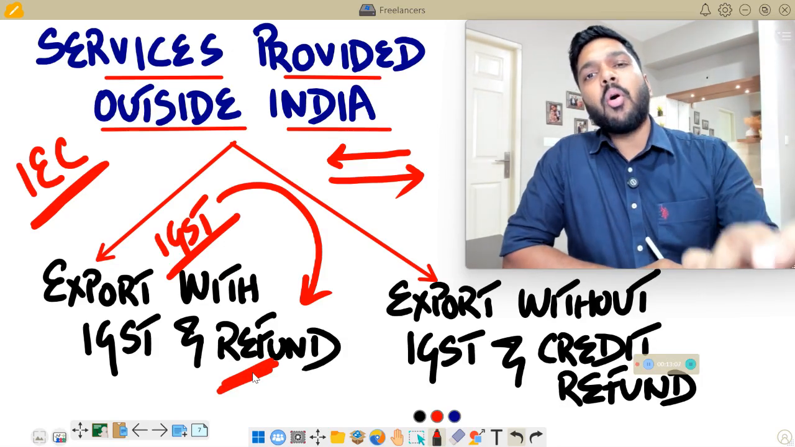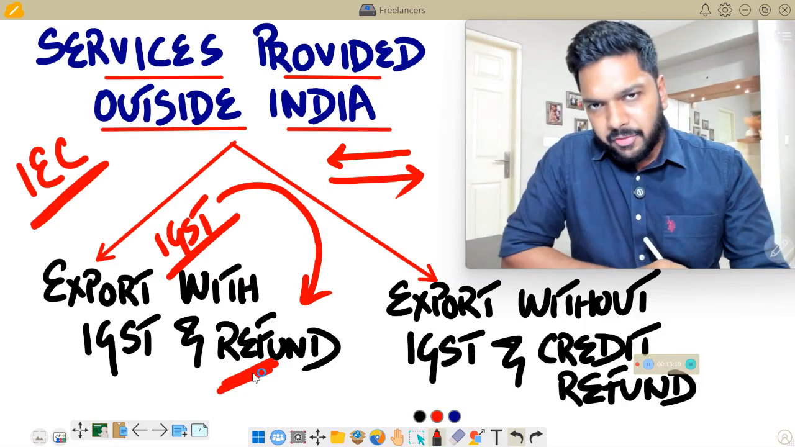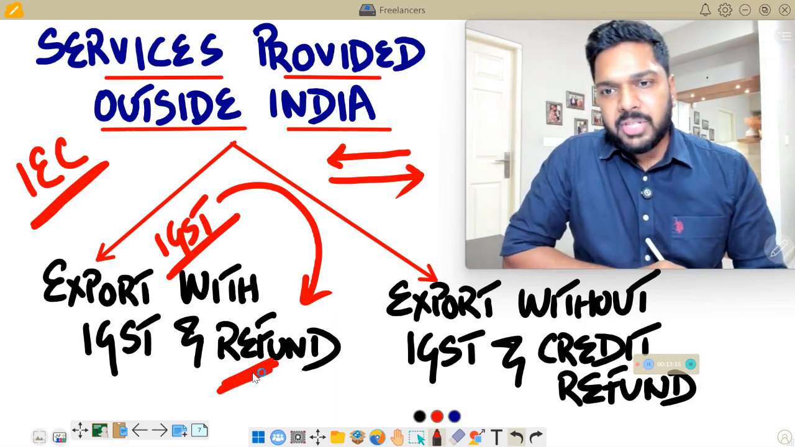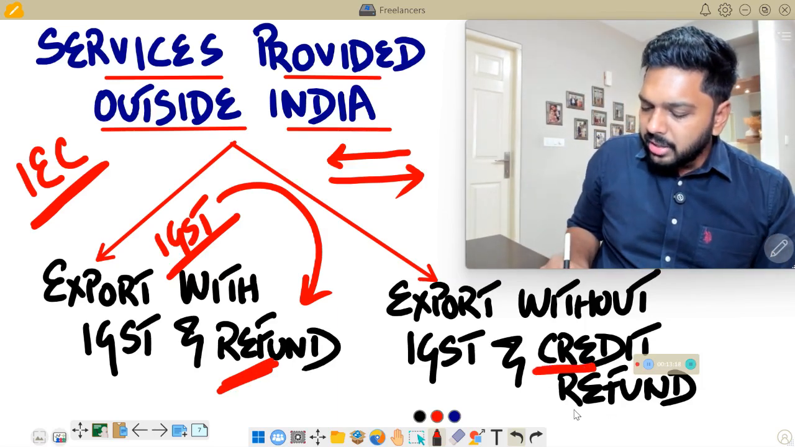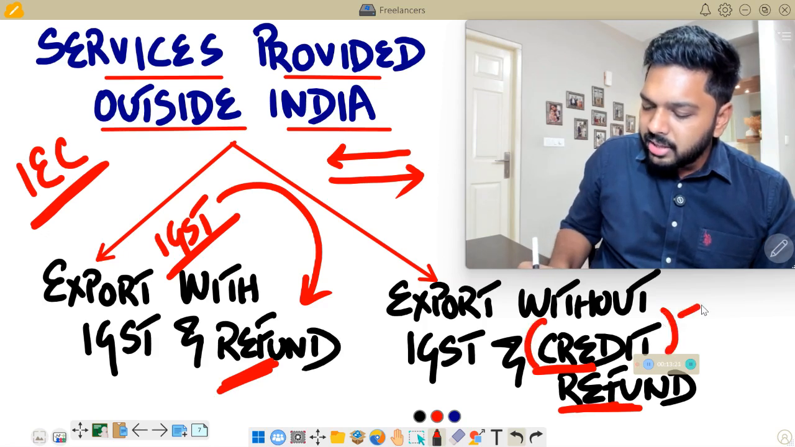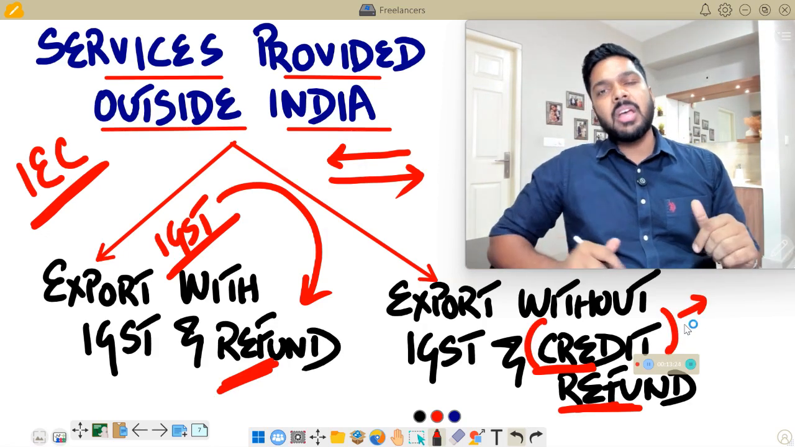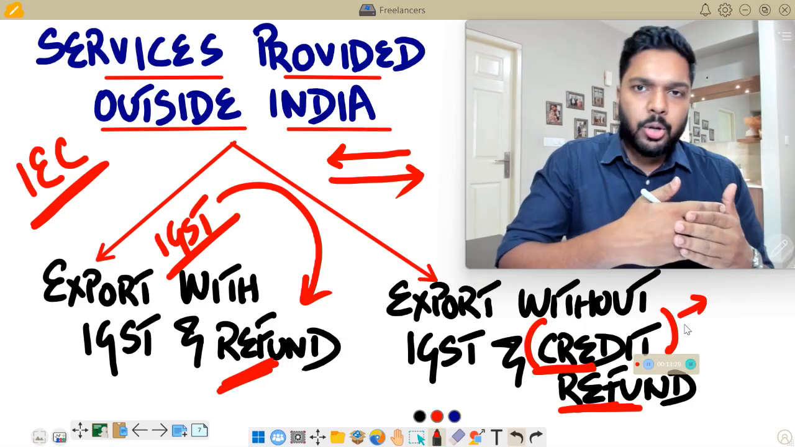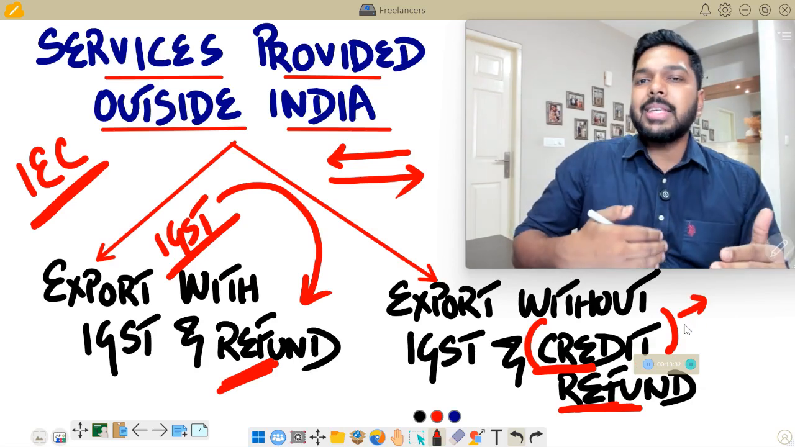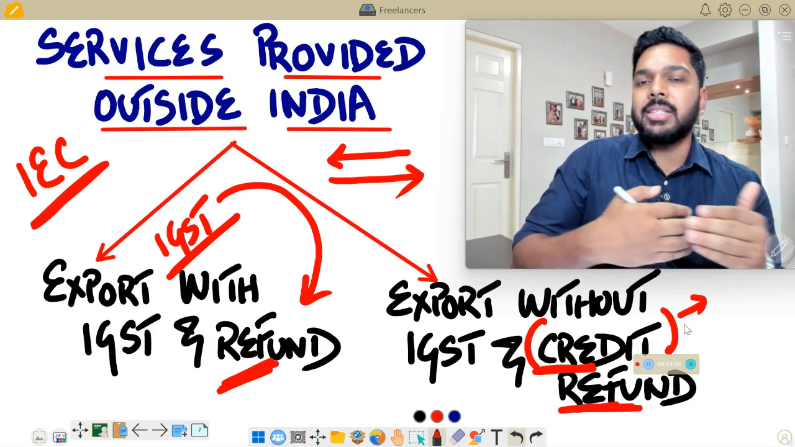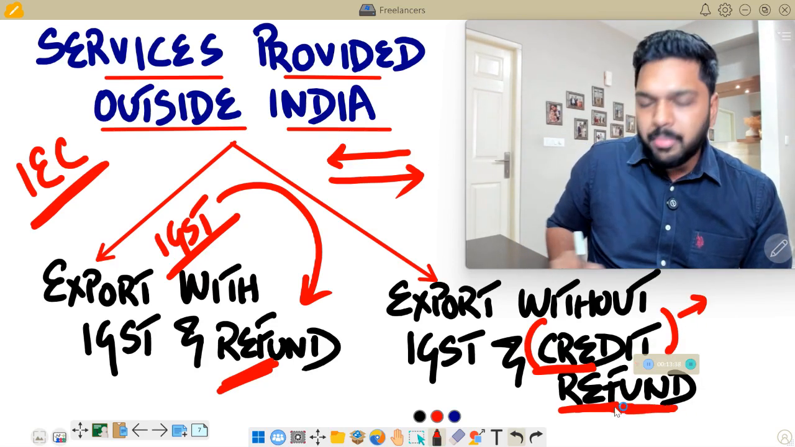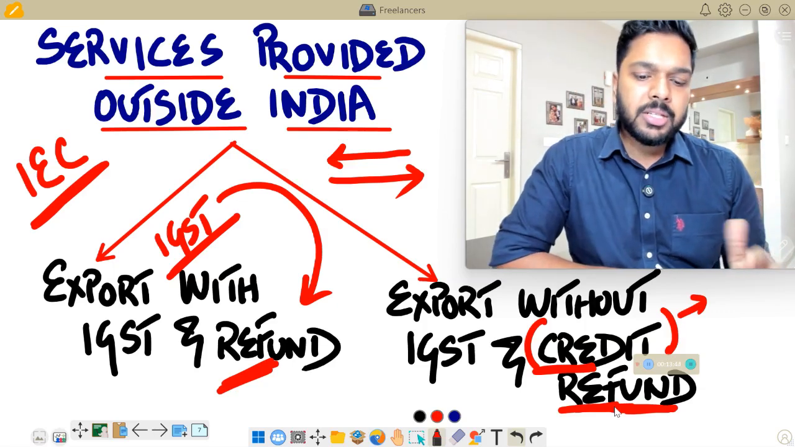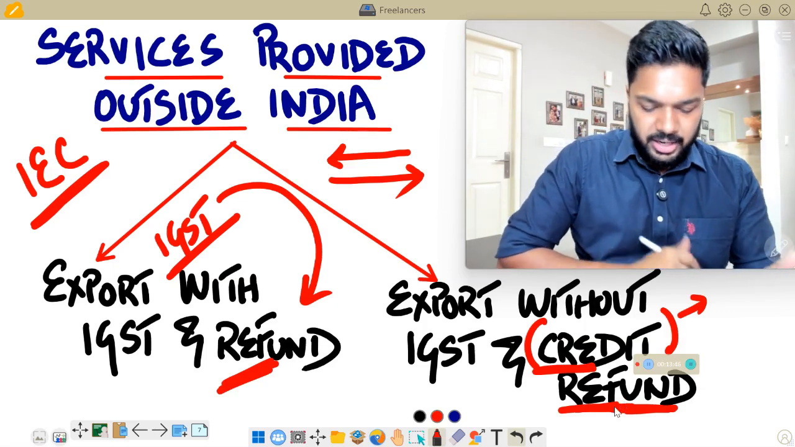Or you enter into a bond or a letter of undertaking with the government, which is an online form. You sign the LUT and then you can export services without the payment of GST, and then you can claim a refund of the accumulated GST credit that you incurred on your purchases. Because when you're exporting out services without GST, you have nothing to set it off. So your eligible purchase credits lie accumulated, and you can claim a refund of the same under GST. So two methods under which you can provide services outside India as far as GST is concerned.